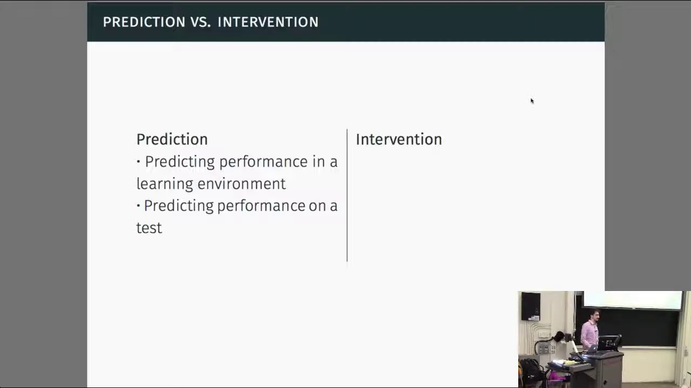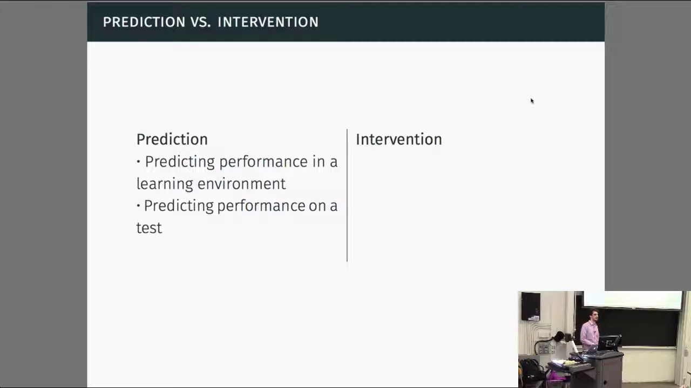But we have looked at a couple cases of intervention before. So does anyone remember what we've seen, where we're not just predicting how well students are going to do, but we're actually going to change what we do for the student? Does anyone remember anything we've seen in the past two lectures relating to intervention? Adaptive testing. Good. Yeah, computerized adaptive testing.